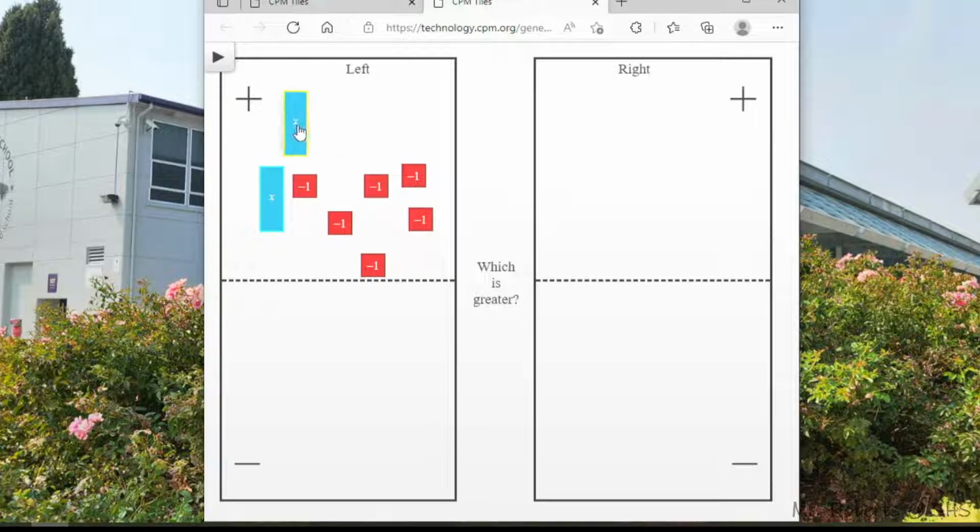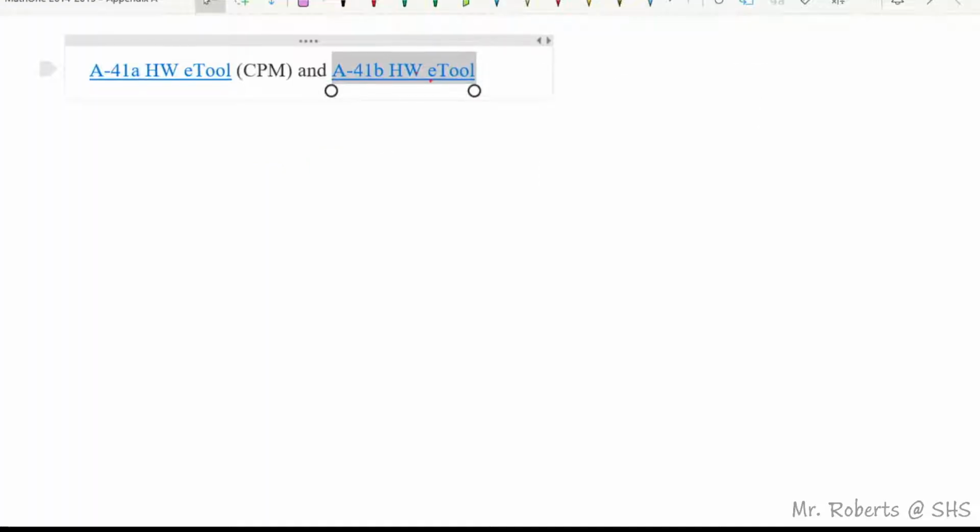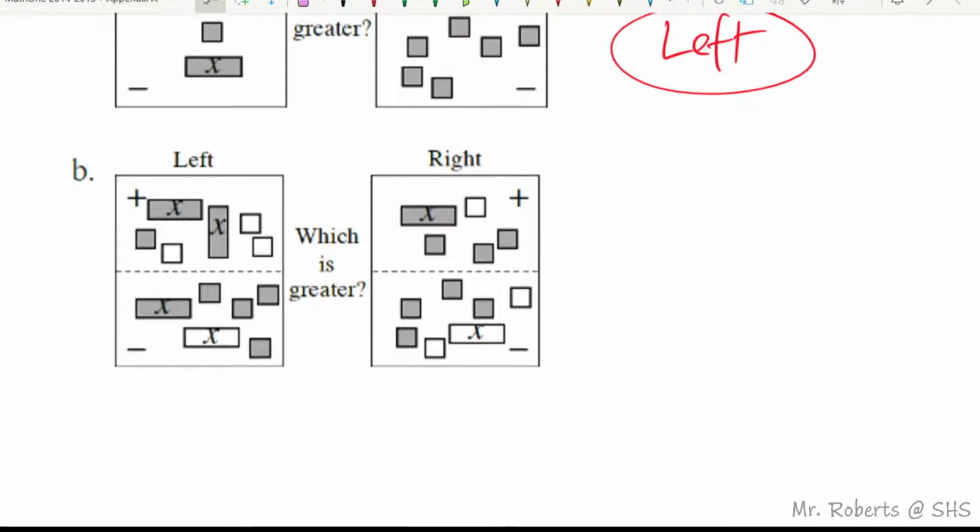And at this point, I believe it's indeterminate. I don't think I can tell which side's greater because what do I have? Well, over on the left-hand side, I have 2x minus 1, 2, 3, 4, 5, 6. So I got 2x minus 6 on the left-hand side. And on the right-hand side, I have 0. So let's think about that for a minute. Let's go back over here. On one side, I've got 2x minus 6. And over on the right-hand side, I have 0.